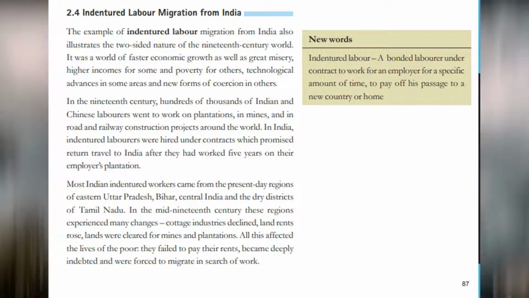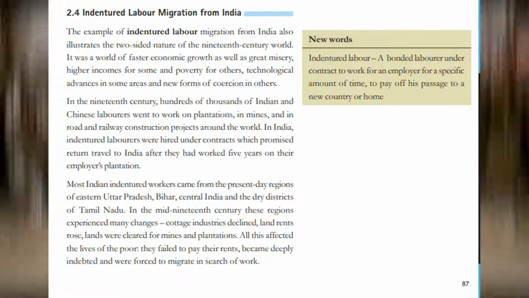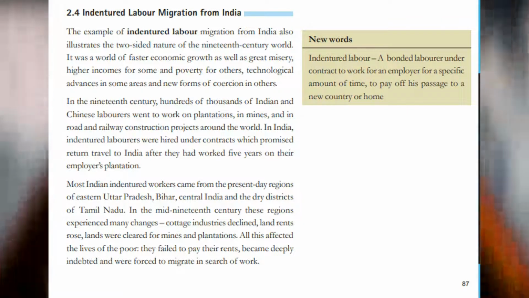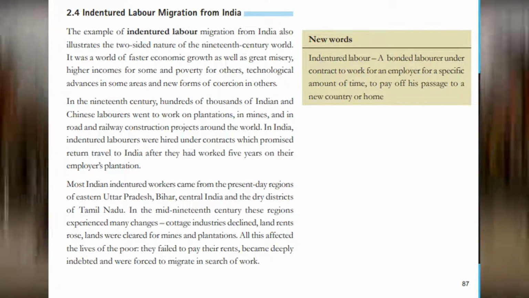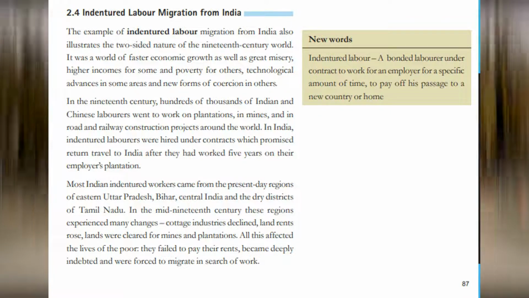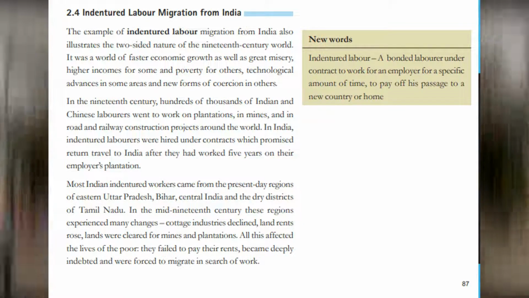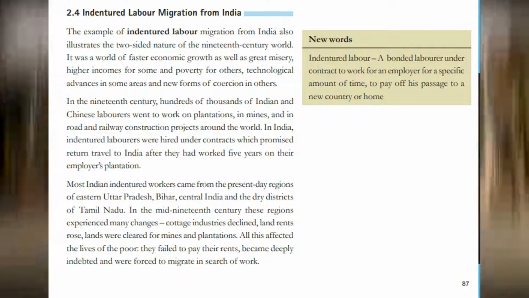In the 19th century, hundreds of thousands of Indian and Chinese laborers went to work on plantations, in mines, and in road and railway construction projects around the world. In India, indentured laborers were hired under contracts which promised return travel to India after they had worked 5 years on their employer's plantation. Most Indian indentured workers came from the present-day regions of eastern Uttar Pradesh, Bihar, central India and the dry districts of Tamil Nadu.